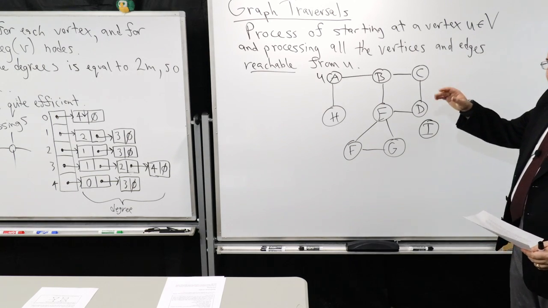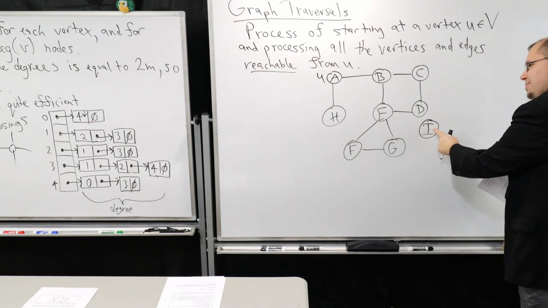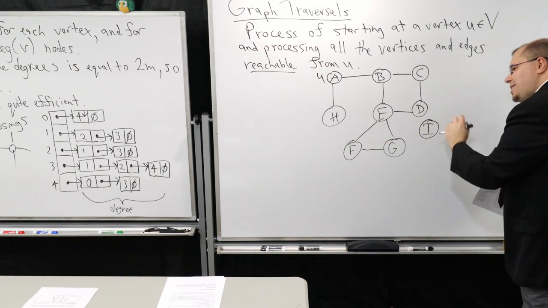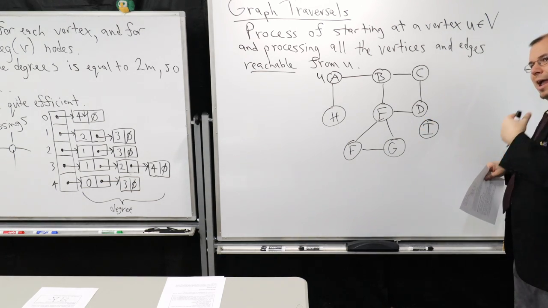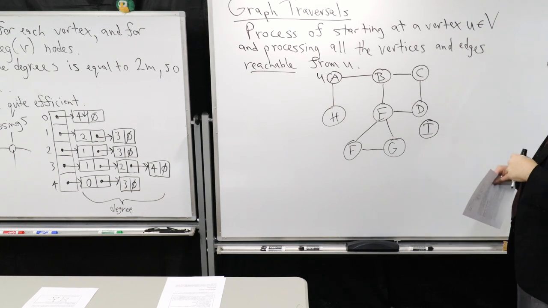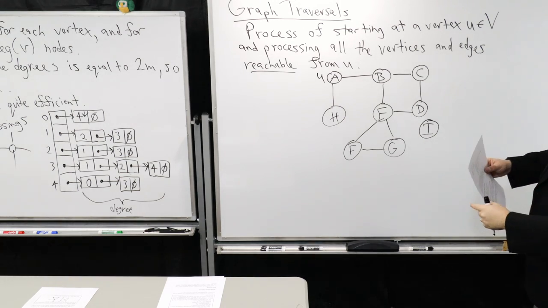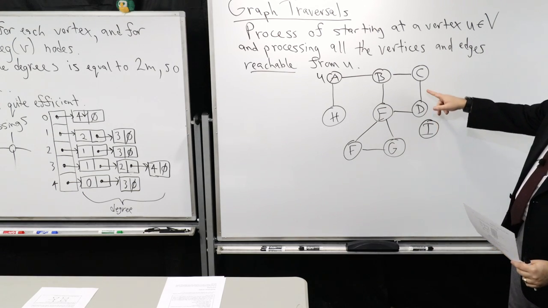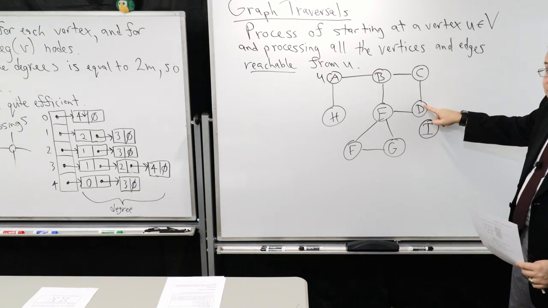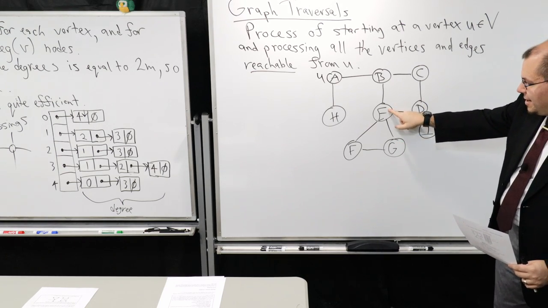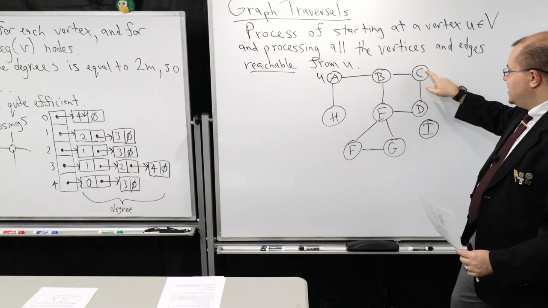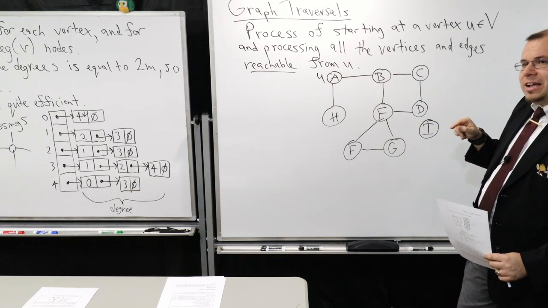However, if I selected this to be U, I could say that I is reachable from U because I am U. Not literally. However, I could say that definitely D isn't reachable from U, G isn't, E isn't, F isn't, B isn't, C isn't, A isn't, and H isn't.